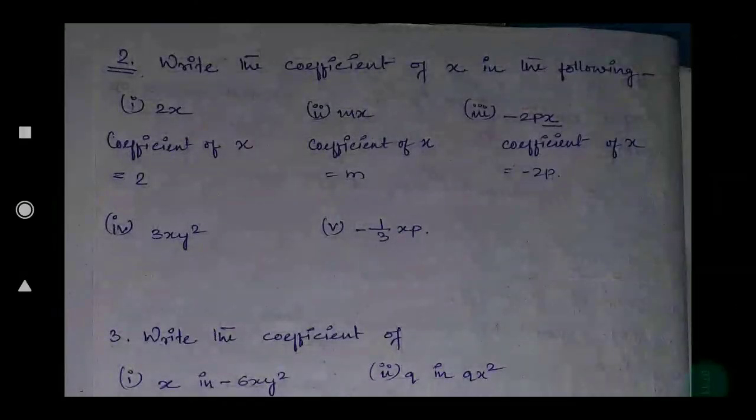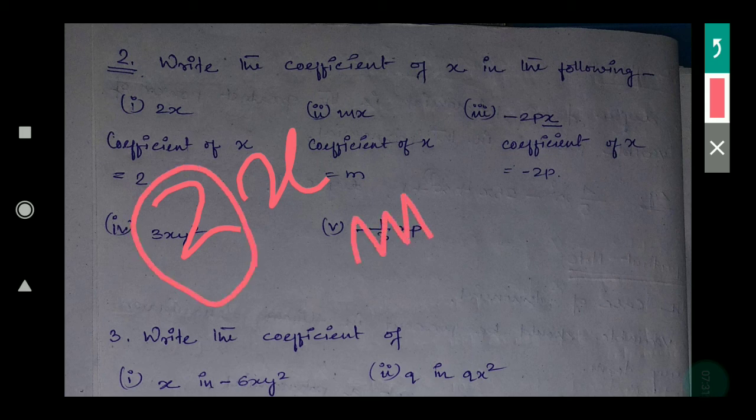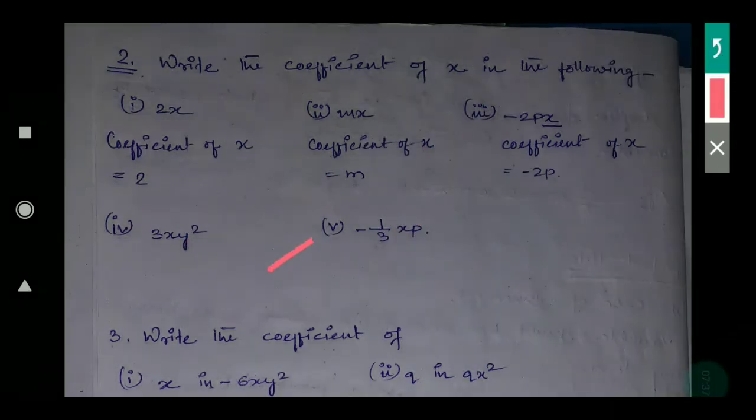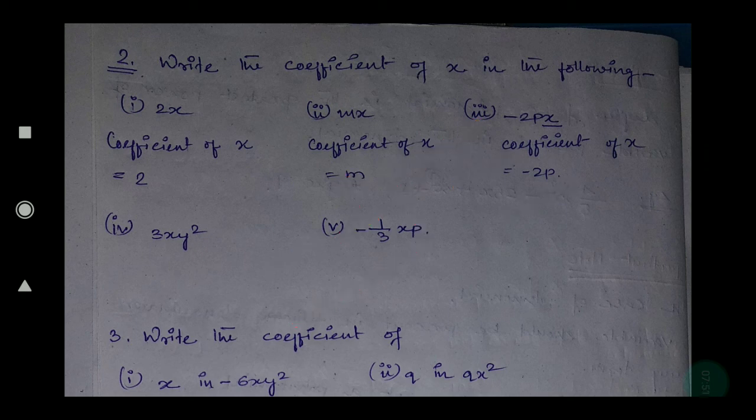Write the coefficient of x in the following. First, write the term. What is that term? 2x. Now you have to find the coefficient of x. So put the finger on x. What is remaining? 2. That means the coefficient of x is 2. Next, mx. Put the finger on x. What is remaining? m. Next, minus 2px. Put the finger on x. What is remaining now? Minus 2p. That means it will be minus 2p. Similarly, you have to do question 4 and 5.